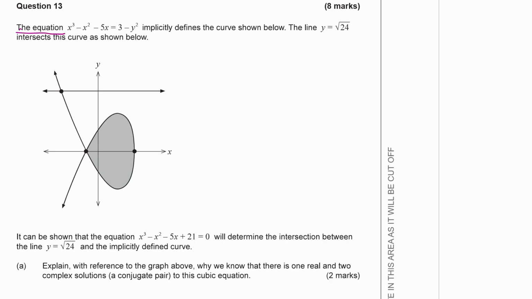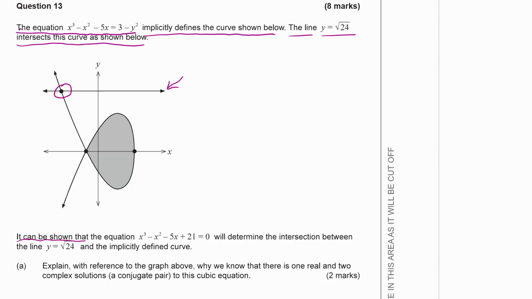The equation x cubed minus x squared minus 5x is equal to 3 minus y squared implicitly defines the curve shown below. The line y equals the square root of 24, which is this line just here, intersects this curve as shown below. We can see just the one intersection just there.